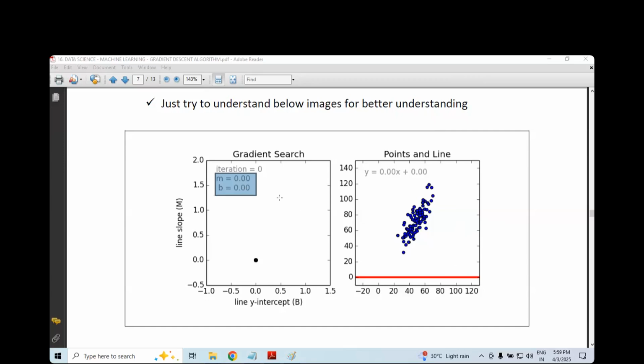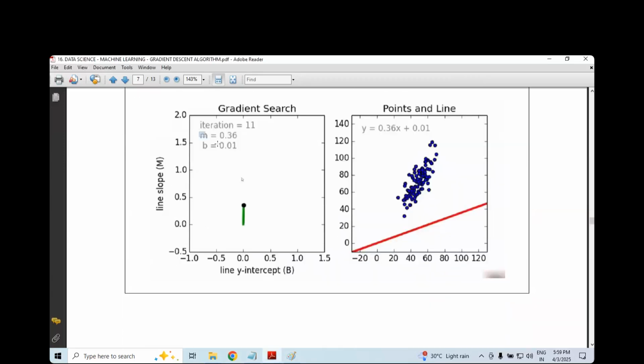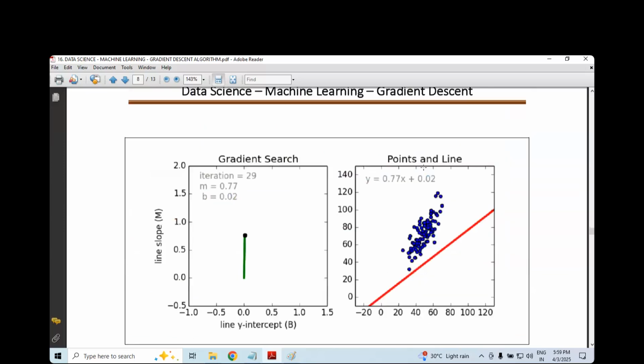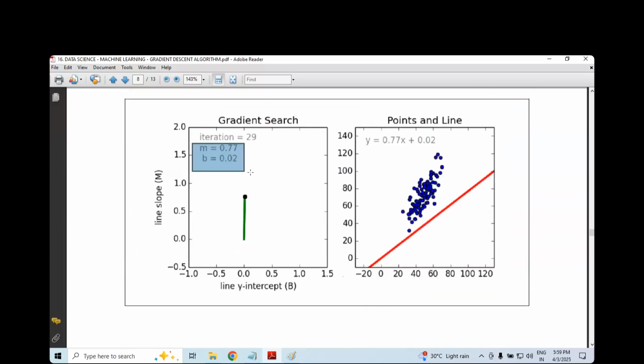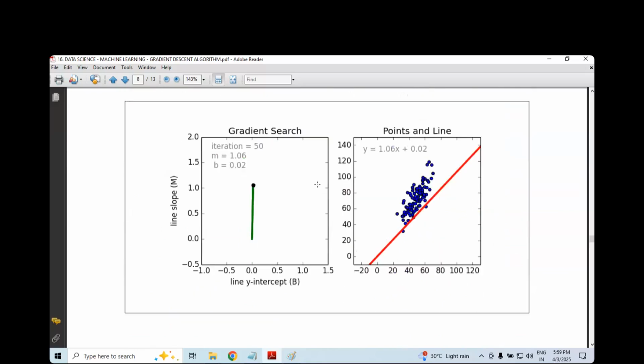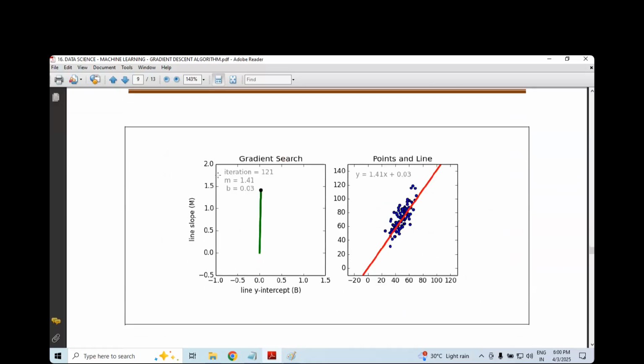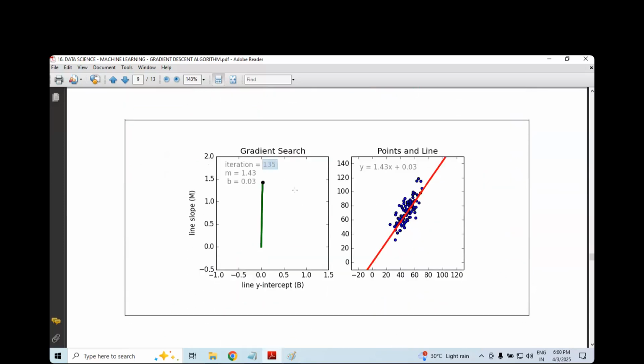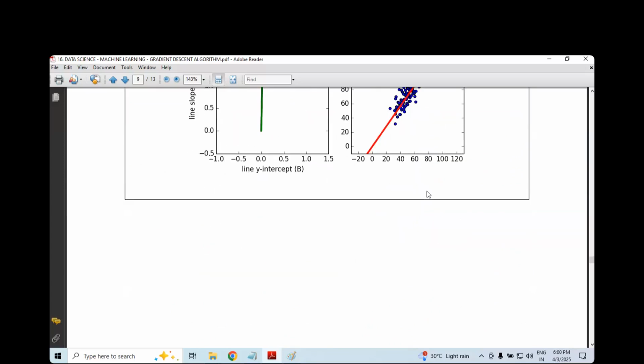Fine then. Now go back, sir. The m value and b value do not change suddenly. The m value will slowly become 0.36, the b value 0.01. The prediction line is traveling towards the data points. Values are tuned, updated, and it moves on. Again the values are tuned and it moves on. Finally, at the 135th iteration, the prediction line is really very good.